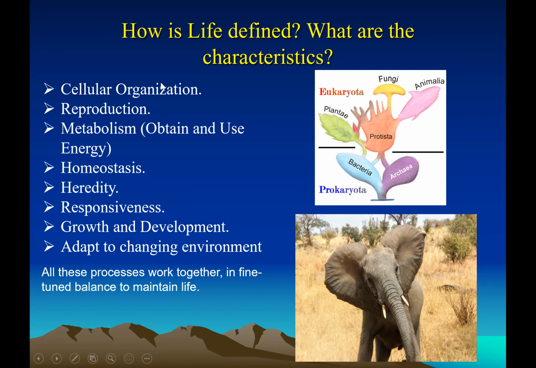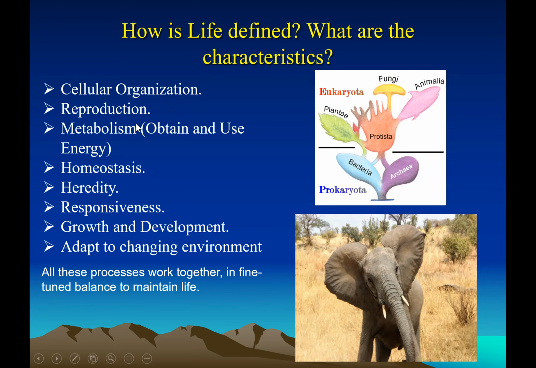So, all living things are made up of cells. Sometimes they are unicellular, sometimes they are multicellular. All living organisms will reproduce. They need to metabolize. So, this refers to all the chemical reactions of anabolism and catabolism, all to survive. How do they obtain energy and use it?